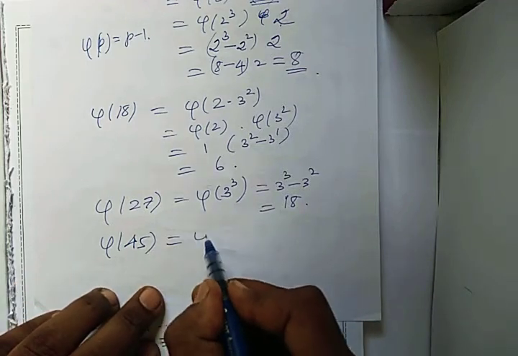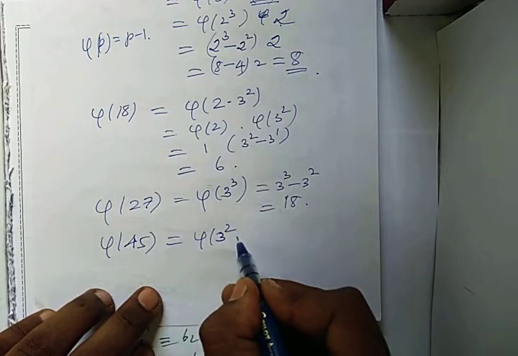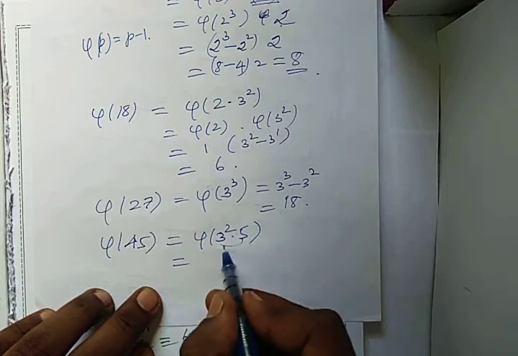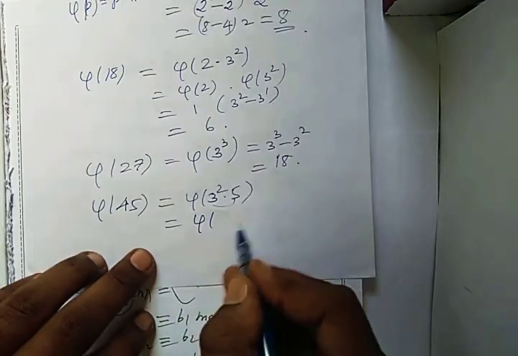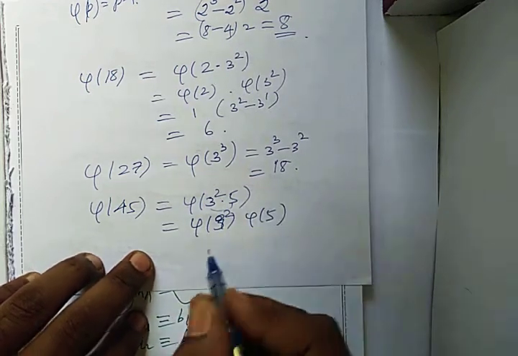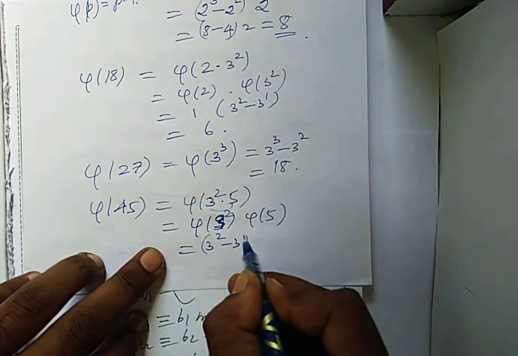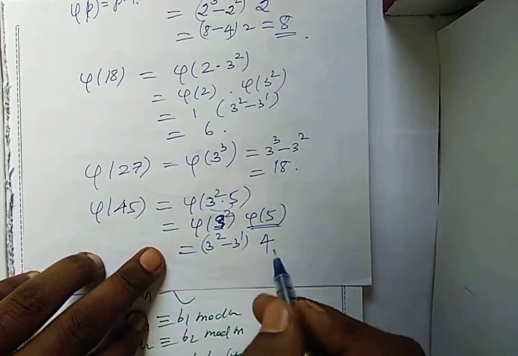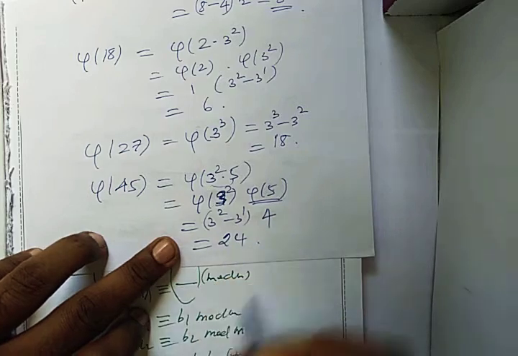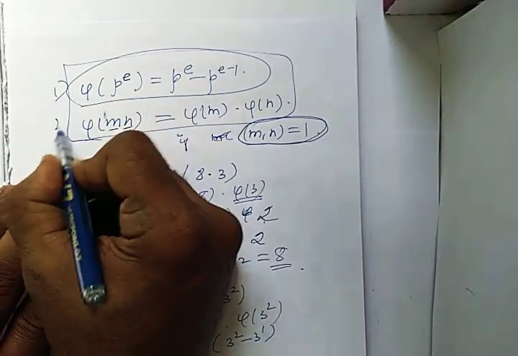How to find? This is phi of 9 into 5, 45. 9 means 3 square into 5. Right? But 3 square and 5 are relatively prime. So this is phi of 3 square and phi of 5. For phi of 3 square, the answer is 3 square minus 3 power 1. For this one, 5 is a prime number, right? So we get 24. So for any number, we can find the phi if we memorize these two formulas.